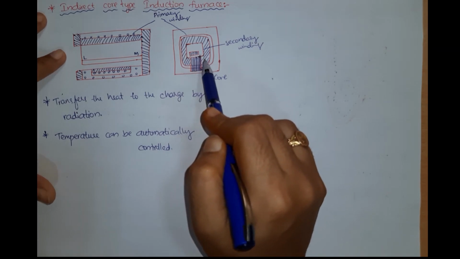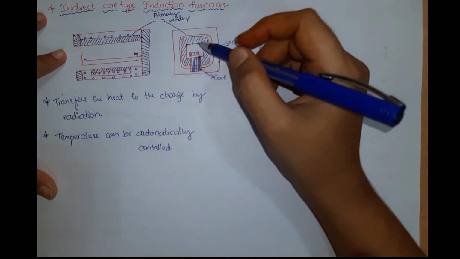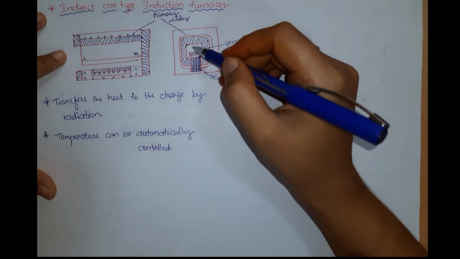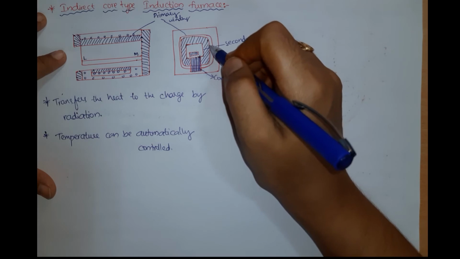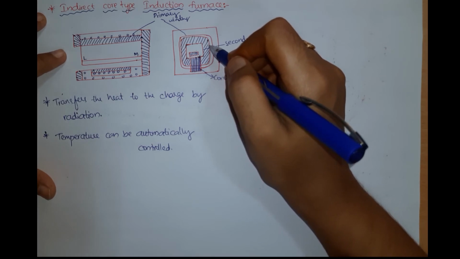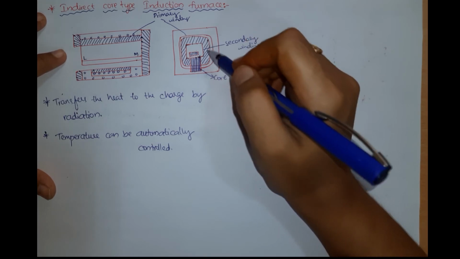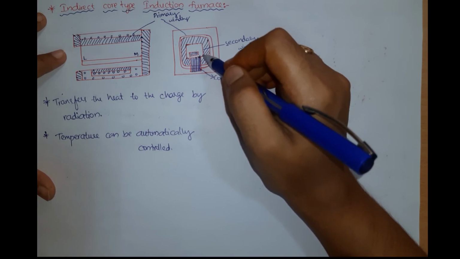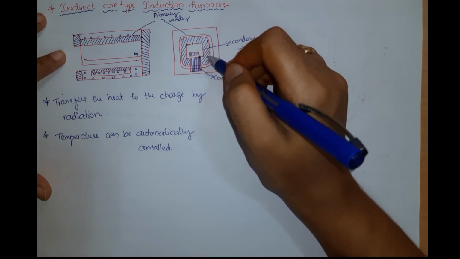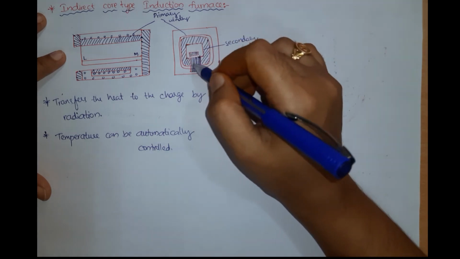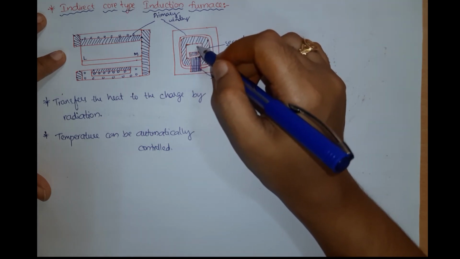So we can clearly control the temperature without the use of any external source, as transformer action is taking place. As we can control the amount of supply we are giving to the primary, we can accurately control the temperature to which the charge is to be heated, right?